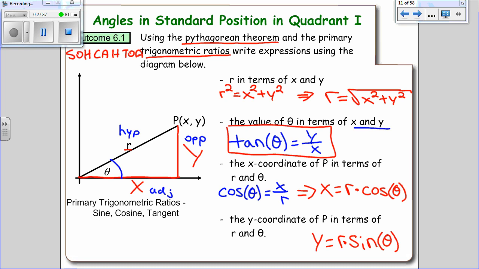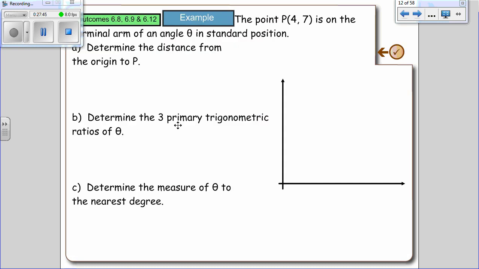Here's a question, pretty standard question, pretty easy question. You could have definitely done this in grade 10. You'll probably see something like this even on a 20-1 test. It says the point P is at 4,7. It's on the terminal arm of an angle theta in standard position. Point P, 4,7. So we're up there. That's my terminal arm. I'm going to call it R. The angle theta is in standard position. That tells you where to draw your angle on your diagram.